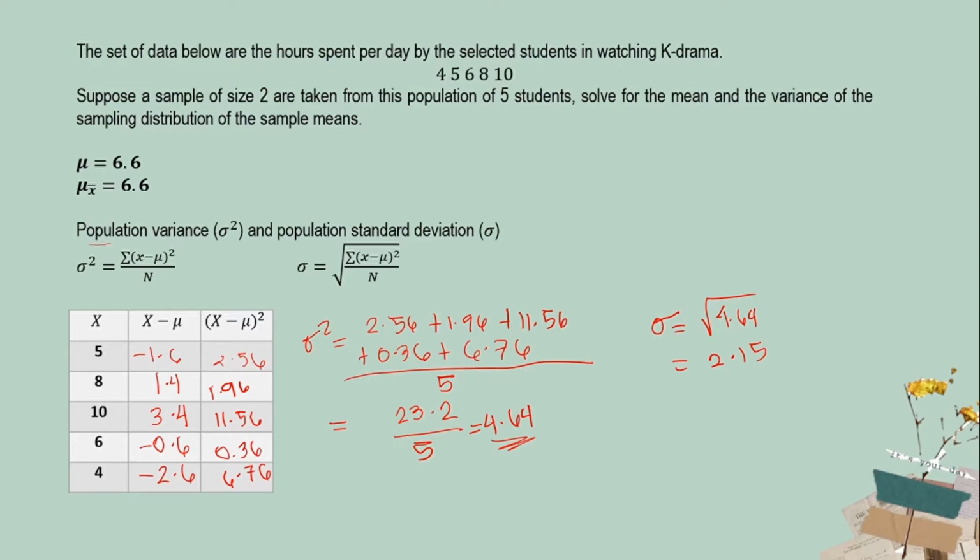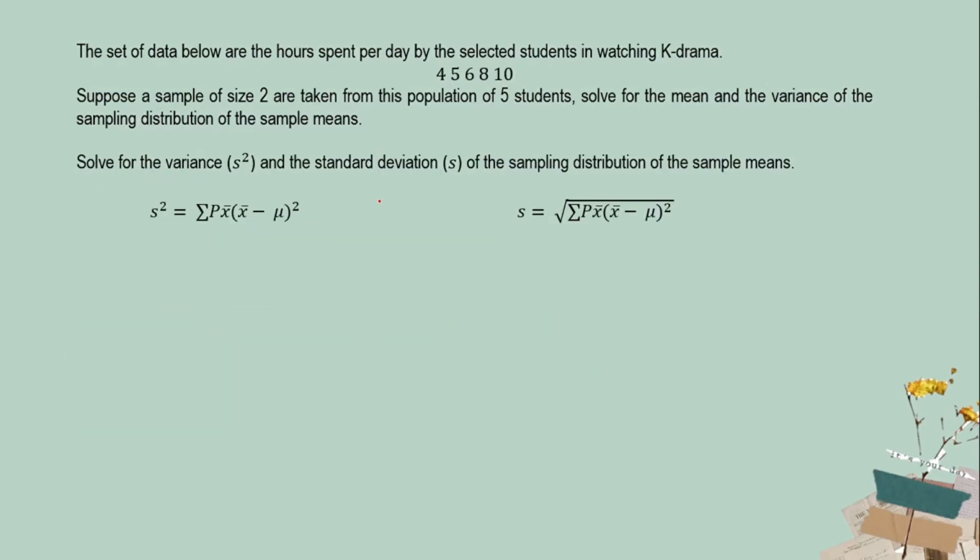Now we're going to solve for the variance and standard deviation of the sampling distribution of the sample means. Kanina, ang sinolve natin is the variance and standard deviation of the population. Now, we're going to solve for the variance and standard deviation of the sampling distribution of the sample means. The formula of the variance is equal to the summation of P of x̄ times the quantity of x̄ minus μ squared. The standard deviation is the square root of the summation of P of x̄ times the quantity of x̄ minus μ squared. So let's solve first for the variance.